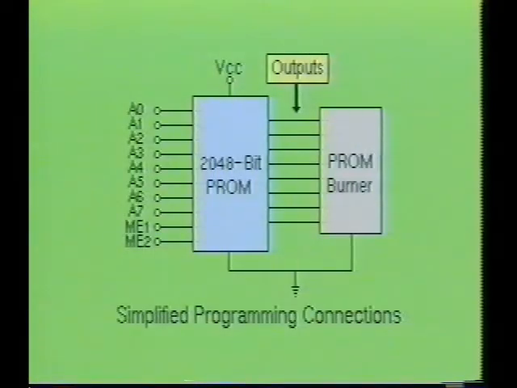Here you see the PROM burner connected to a typical programmable read-only memory device. As you will notice, the PROM burner was connected to the outputs of the PROM device. Also notice that there are two memory-enable inputs on this device. One is labeled ME1 and the other is labeled ME2. When the PROM is being programmed, either ME1 or ME2, or in some situations both ME1 and ME2, must be brought high.